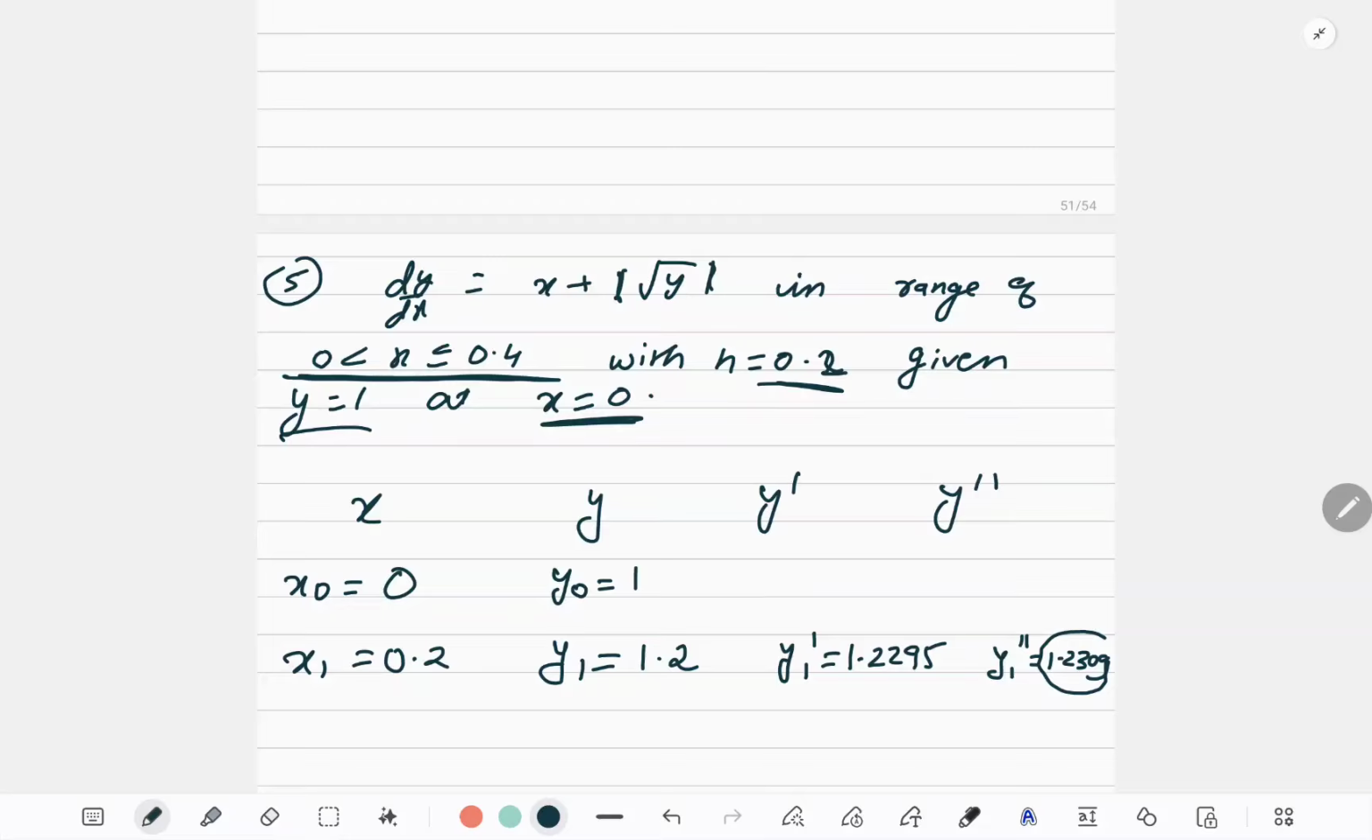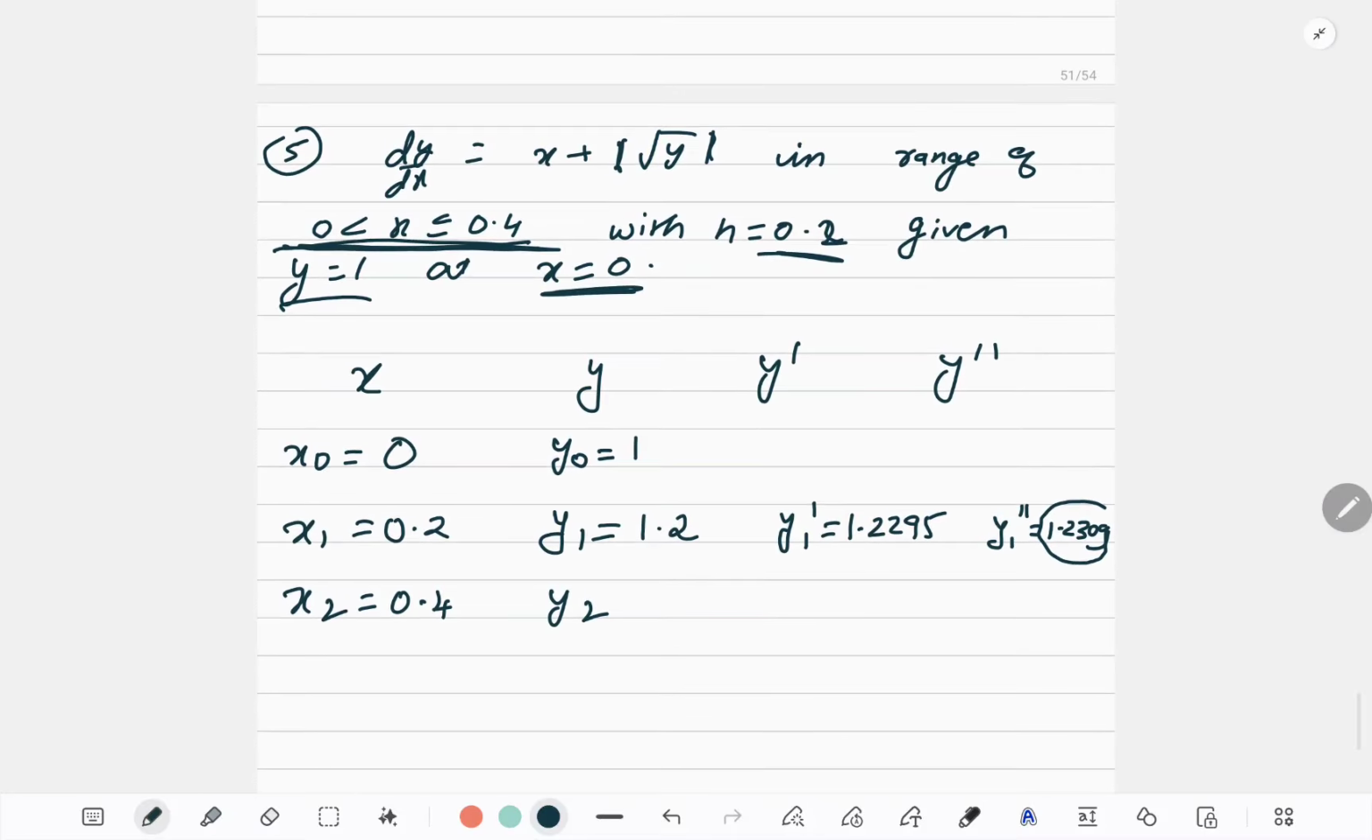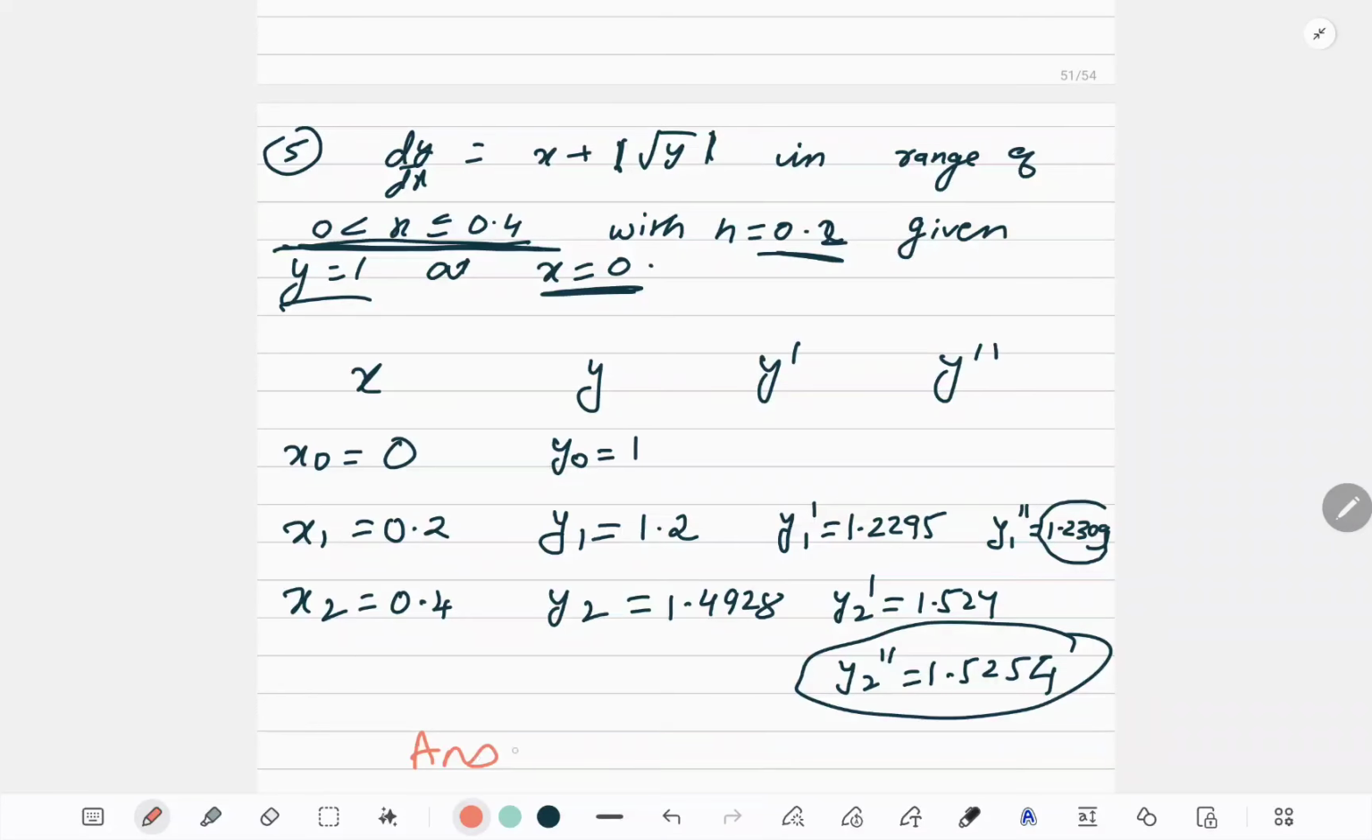Oh, I wrote it in a wrong place. No, correct only. Right? Then you find out x2 and you have to find out corresponding y2. So 0.4. So see the whole range I am covering. I reached 0.4 now. Right? So apply the Euler's formula again, and you will get 1.4928. Modify it once. So you will get 1.524. And once more when you modify, you will get 1.5254. So this will be your final answer. So you can say answer is, at x is equal to 0.4, y value is equal to 1.5254.